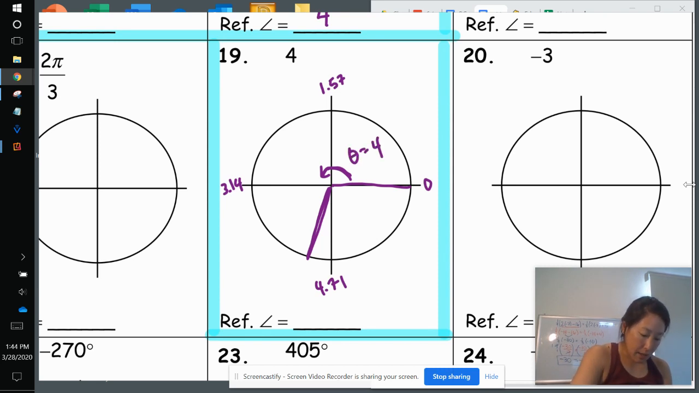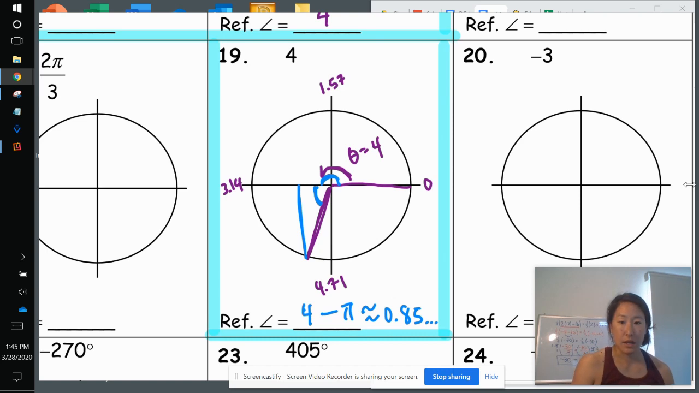So if I connect back to the x-axis, what is this angle? All we need to do is take our 4 and subtract out the top part, which is pi: 4 minus pi, and we just leave it like that. It's exact. We like the exact. I guess I can get a decimal equivalent. So 4 minus pi would be 0.85, and I put the dot, dot, dot so I didn't round. Next section.